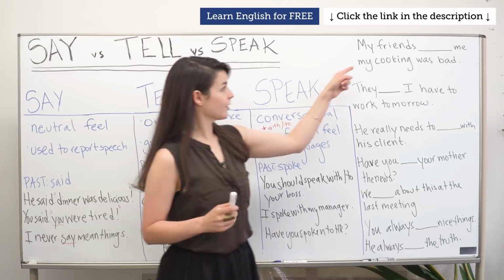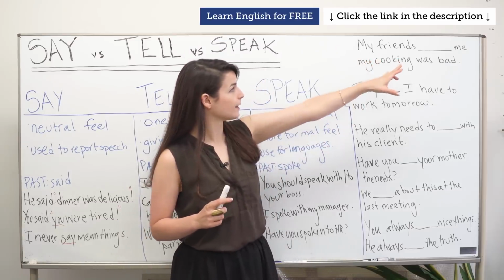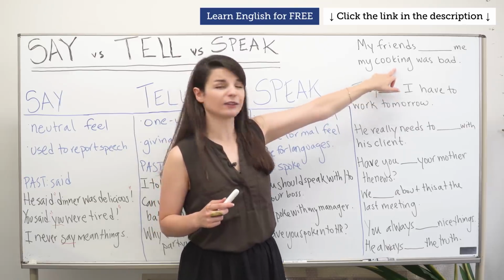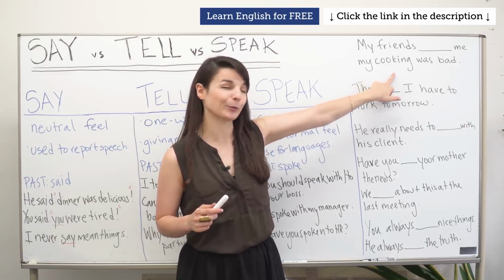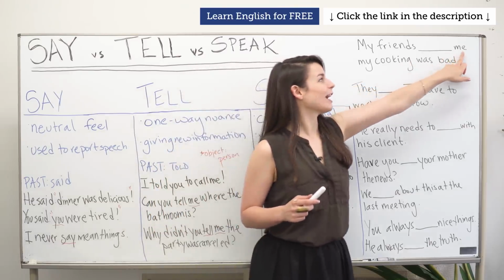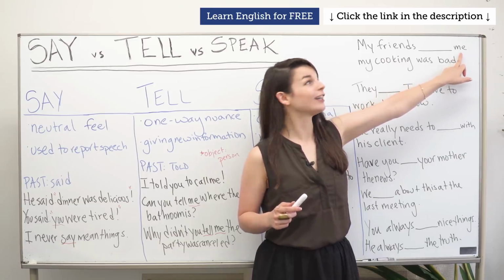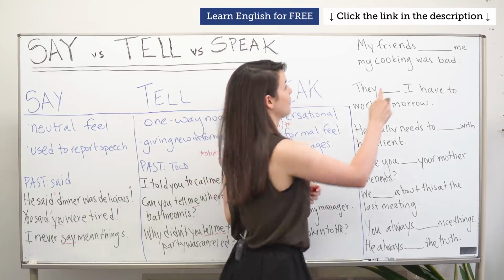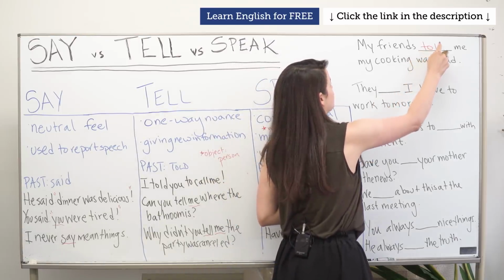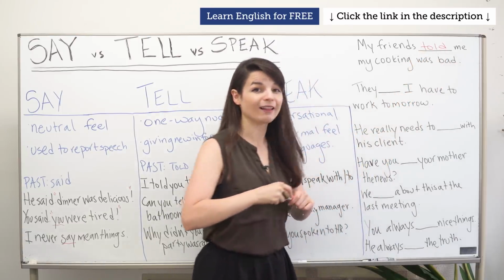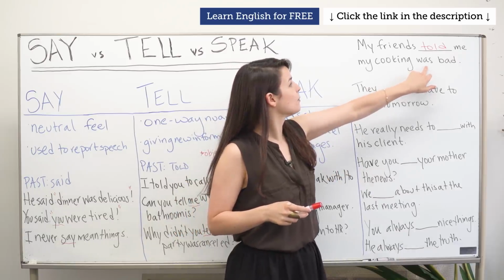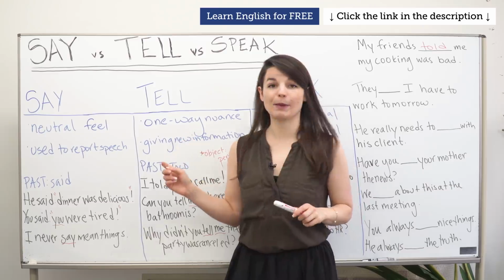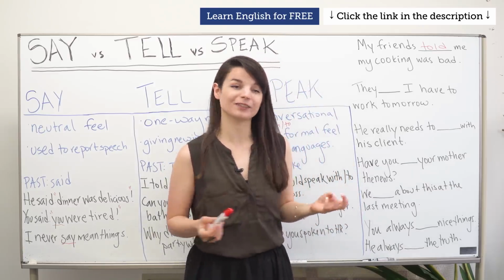All right, the first example sentence is: my friend something something me, my cooking was bad. This is probably new information for a person. Another hint, we have me. There's a person here in the object position of the sentence. So we can guess that this should be the verb tell. However, we have this hint. My cooking was bad, a past tense. So we should use the past tense form of tell, told here.